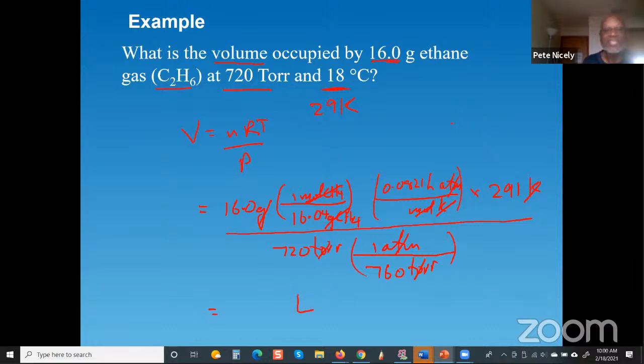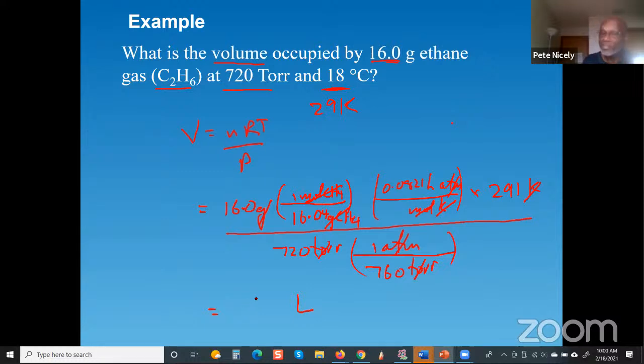So let me do this calculation here. 16 divided by 16.04 times 0.0821 times 291, divided by, and then let me put that in parentheses, 720 divided by 760. Okay, so according to my answer, and folks, while I'm doing these problems, please work it along with me because I could be wrong. I'm willing to stand corrected. So just check behind what I'm doing just to keep me on track.